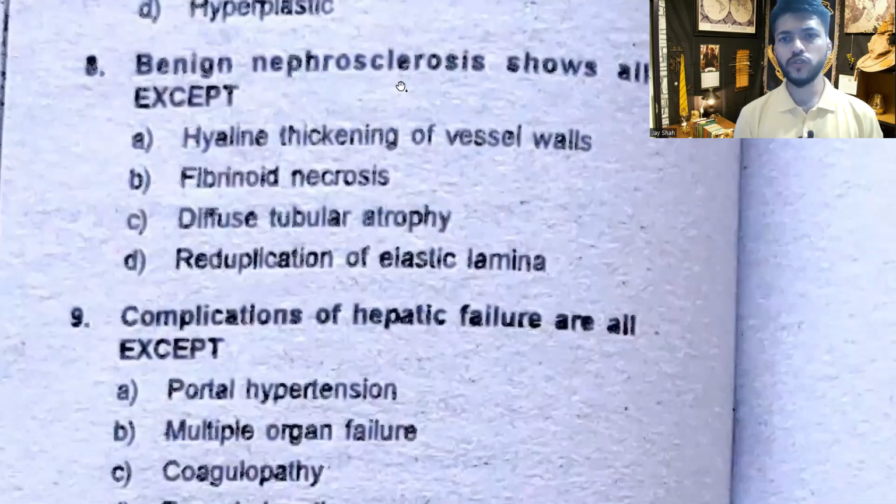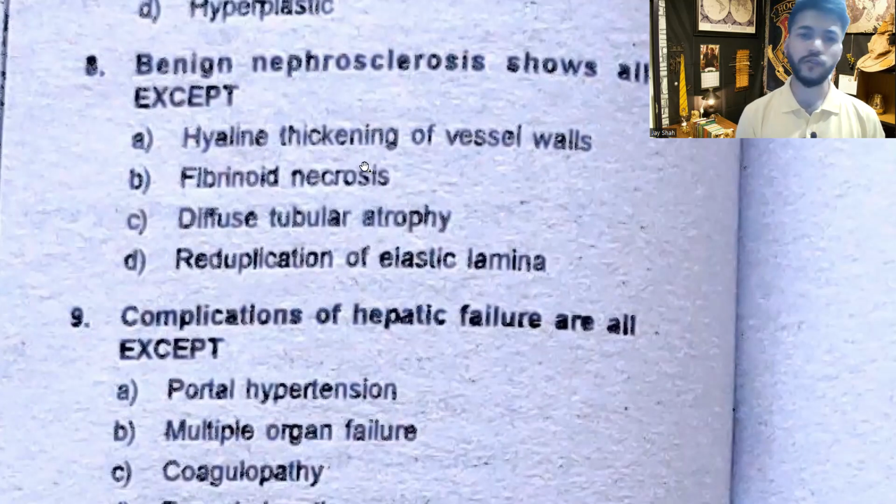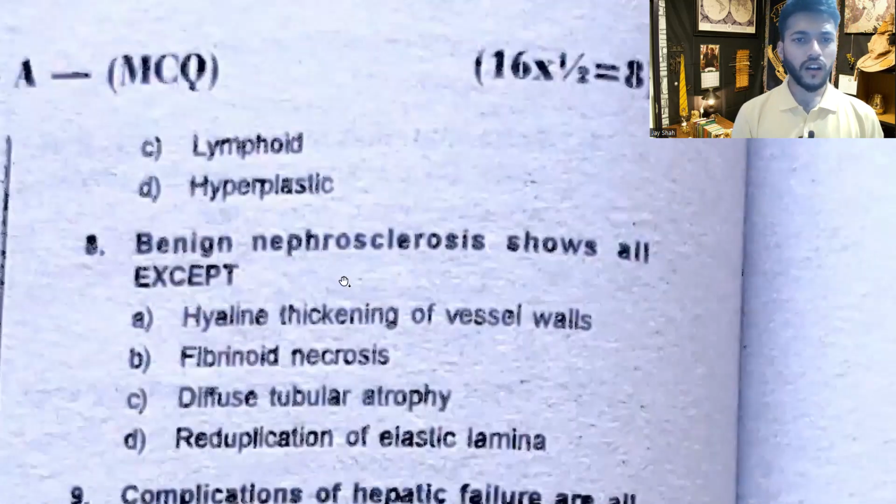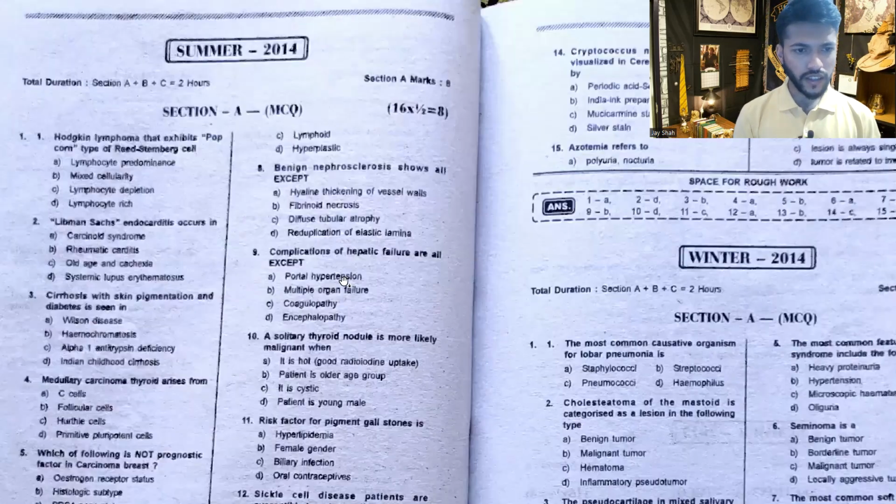Benign nephrosclerosis shows all except hyaline thickening of vessels, yes. Fibrinoid necrosis, no. Fibrinoid necrosis is seen in malignant nephrosclerosis. Diffuse tubular atrophy, yes. Reduplication of elastic lamina, yes. Fibrinoid necrosis is generally not seen. Right. And which is the next thing?